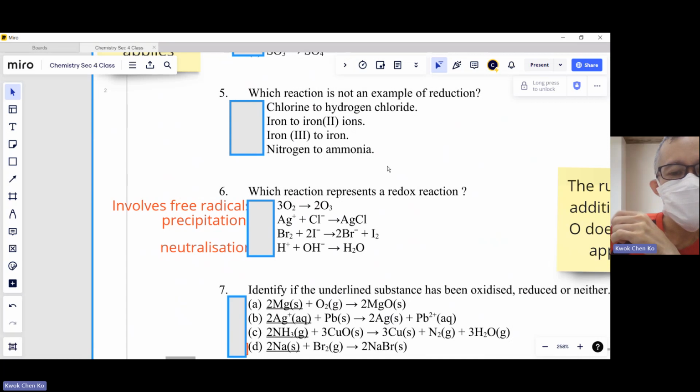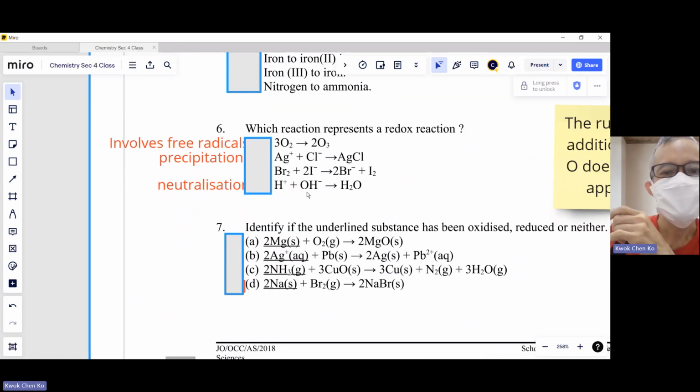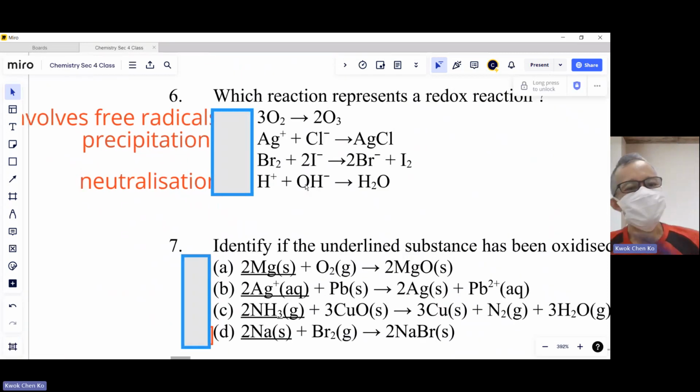Both gain. Where? High gain. Both gain. Is it? No. You know, for this kind of question, you cannot use gain or loss of oxygen or hydrogen anymore. The reason is because they are ions.